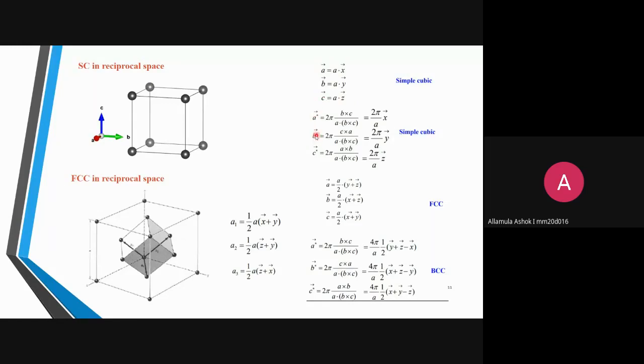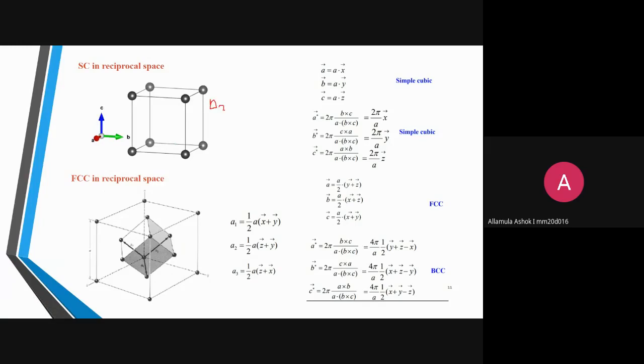For example, this b3 vector is 2 pi times a1 cross a2 divided by a dot b cross c, which is the volume. And b1, b2, b3 are going to be 1 by a times x bar, y bar, z bar. For simple cubic, the real primitive unit cell vectors and reciprocal lattice vectors have the same directions, but there is a change in dimension: a star bar equals 2 pi by a times x bar. Therefore, simple cubic in reciprocal space is simple cubic, but with different dimension. Then I will show you.